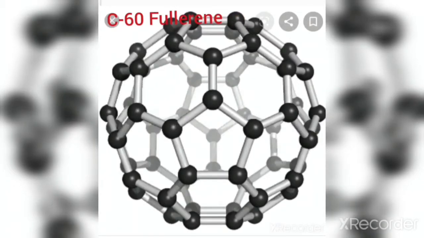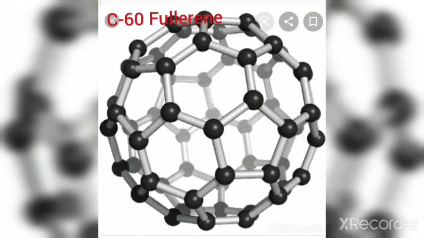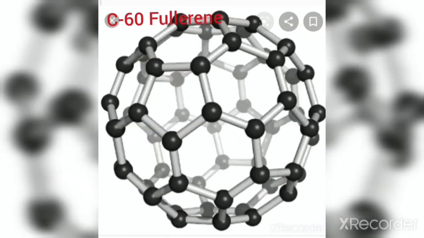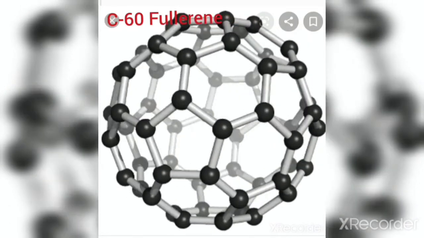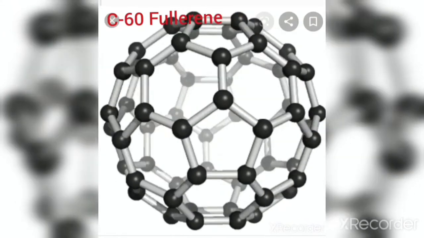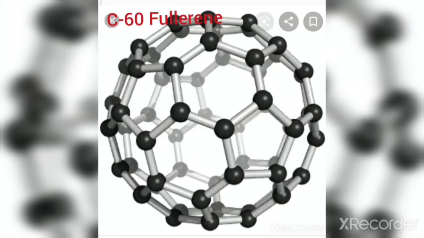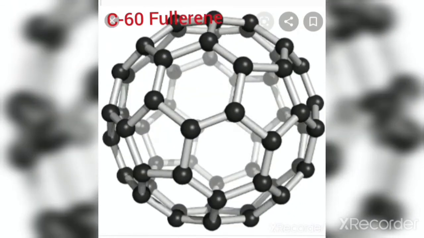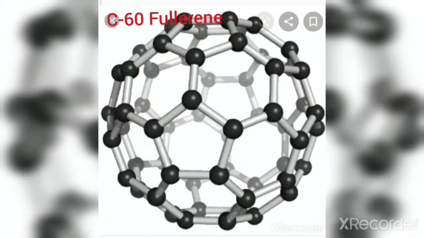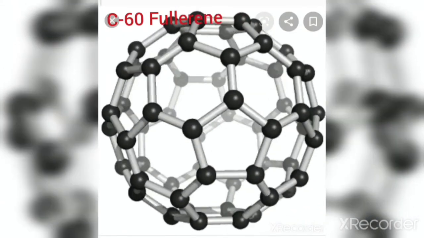When we look at the visuals shown here for C60 fullerene, it is a perfect sphere and looks like a soccer ball. Therefore, it is also known as buckyballs. It consists of 5 and 6-membered carbon rings as shown in the visuals. The 6-membered rings are fused to 5-membered rings. There are 20 6-membered rings and 12 5-membered rings.